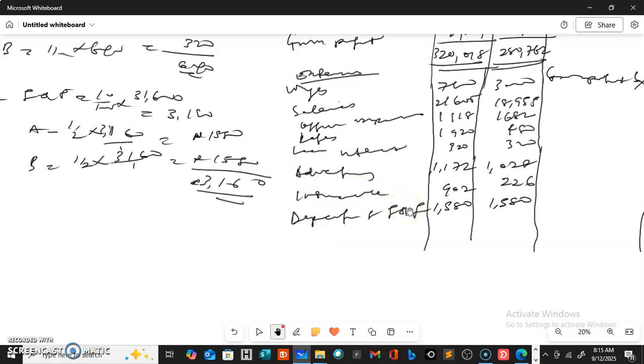Okay, so let us add up 7,600 plus 21,605, okay, plus 1918 plus 1920. Kindly take a calculator to calculate very well. 320 plus 320 plus 1172 plus 902, okay, plus 1580. So that will give us 37,017. So let me write that down.